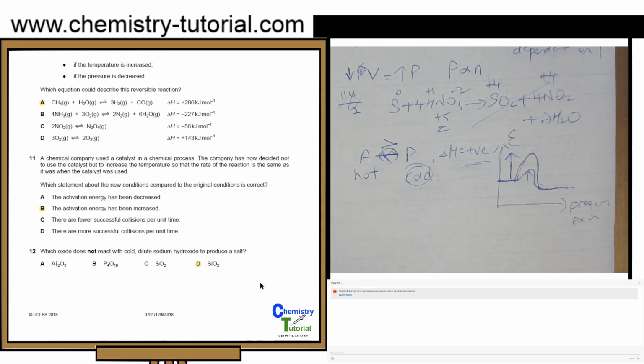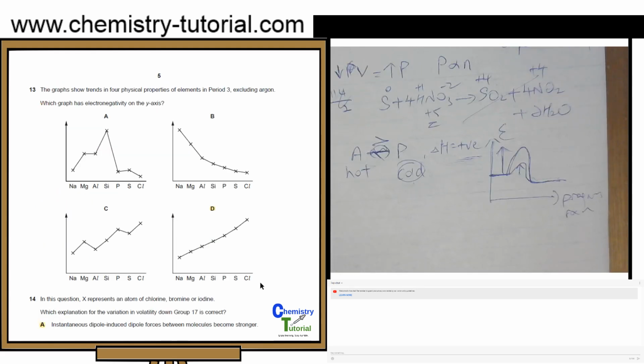For D, silicon dioxide is actually also an acidic oxide. However, SiO2 you can think of as sand. For it to react with sodium hydroxide, it must be in concentrated form. That means SiO2 can only react with concentrated sodium hydroxide. Dilute sodium hydroxide is not sufficient in itself. Therefore, the answer for question 12 is D.